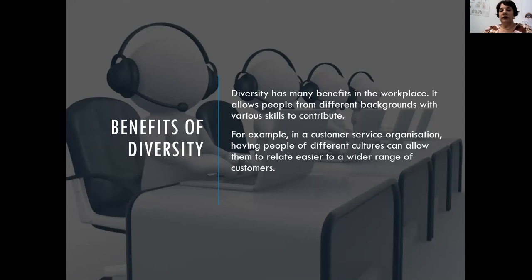Diversity may benefit the workplace because it allows people from different backgrounds with various skills to contribute. For example, in a customer service organization, having people from different cultures can allow them to relate more easily to a wider range of cultures and customers. And that's something that's happening more and more. A lot of companies like putting Aboriginal culture, especially healthcare services, at the reception desk, because it allows the wider community to accept that service and feel that they have the health in mind, because I suppose there is that stigma that the government did not always have the best intentions when it came to their health and well-being. So informing those partnerships and allowing them to access the services, they try to make the face of the company that.